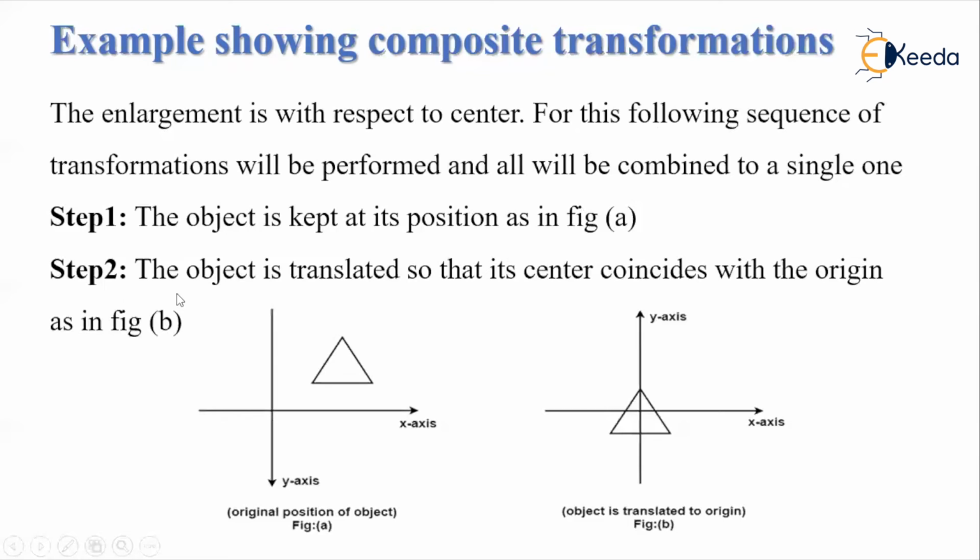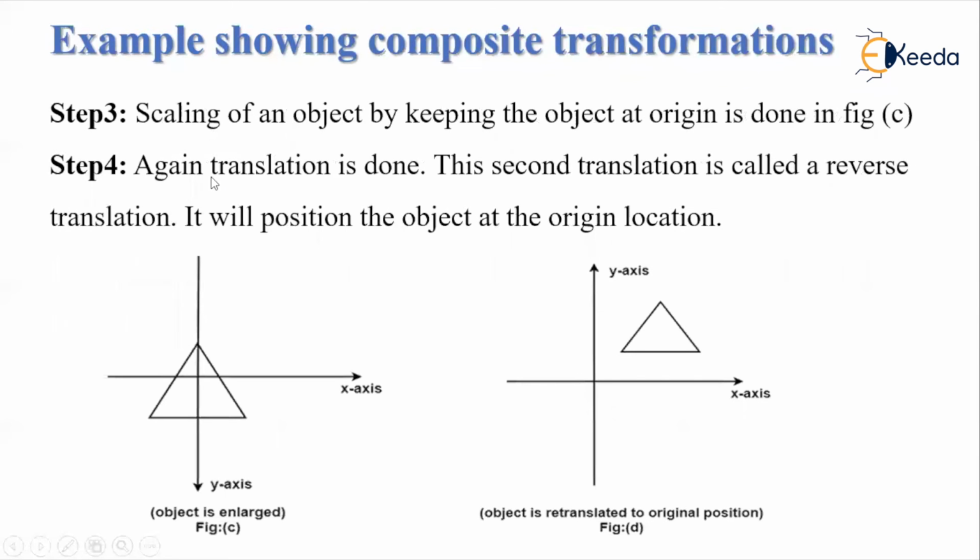In the second step, the object is translated so that its center coincides with the origin, as shown in figure B. Now we bring this object to the origin. Now, after bringing the object to the origin, we are free to perform the transformation. Now let's see the third step. In this, we perform the scaling transformation. Scaling of an object is done by keeping the object at the origin. So the object must be at the origin if we perform the scaling transformation.